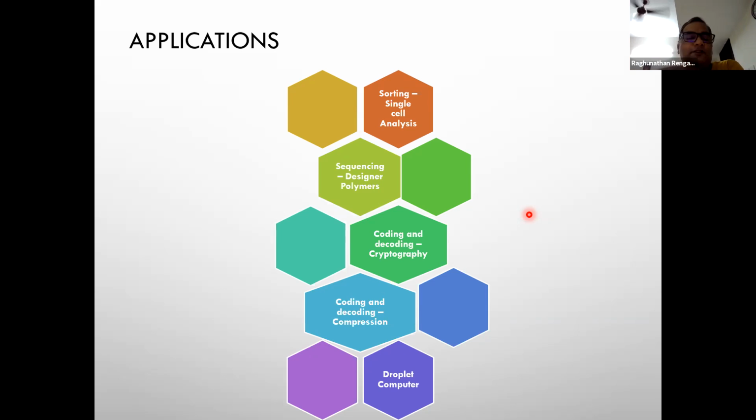Okay, so you could also use this for sequencing. So for example, if you want to make designer polymers, you want to stack molecules in a particular order, and then whatever order they come in at the outlet, you want to have them go in a particular order, then you can use these kinds of networks for sequencing designs and so on. There are more computationally interesting questions such as coding, decoding, where you can use this kind of droplet computations in cryptography, in compression and droplet computer and so on. So all of these are things that I think we can really look at.